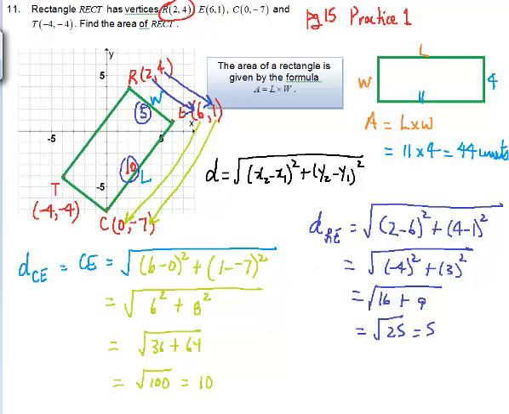And then of course, to finish the full question, we have to find the area. The area of this rectangle, length times width, will be 10 times 5, which is 50, and the area is always in square units. So the answer to number 11 in practice 1 is 50 square units. We use the distance formula twice.